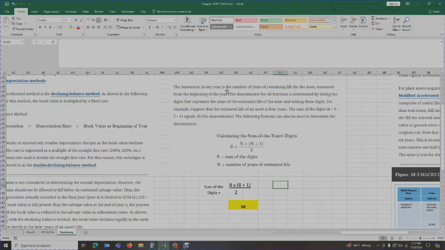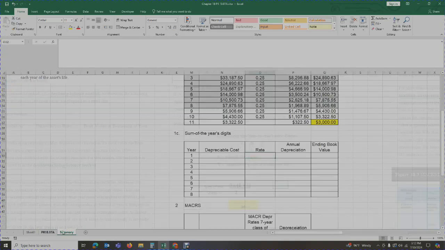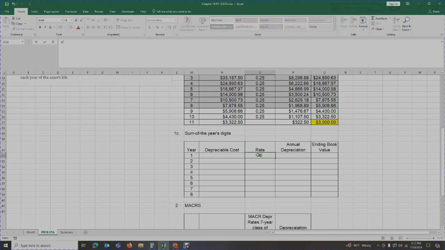The numerator is the number of years remaining life for the asset measured from the beginning of the year. So how many years are remaining to depreciate in year 1? We're going to have 8 over 36.